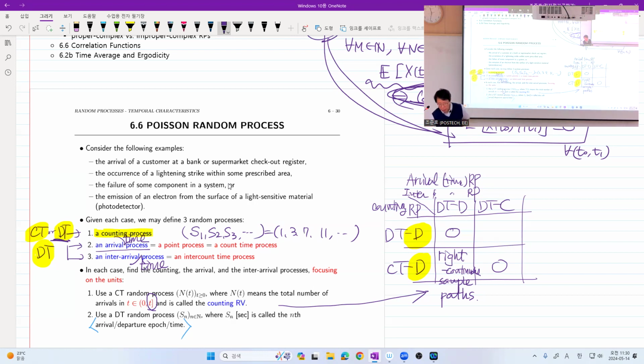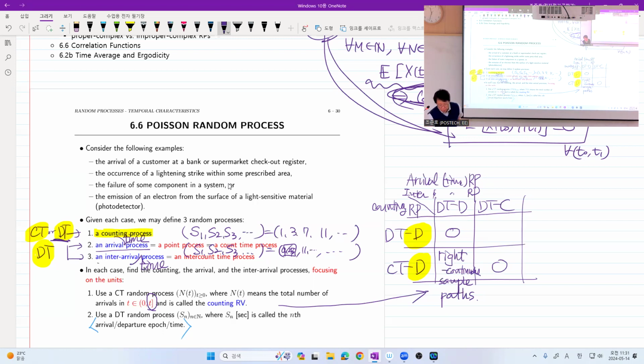What about a continuous time counting process? In that case, your realization could be some real numbers like 0.25, 11 point something, an irrational number, and so on. So what do you see? Given a discrete time counting process, your arrival time process is, of course, a discrete time random process, but also a discrete random process, right? Because time is discrete. But for a continuous time counting process, your arrival time process is a discrete time process, but it's a continuous process. It can take any value, right?